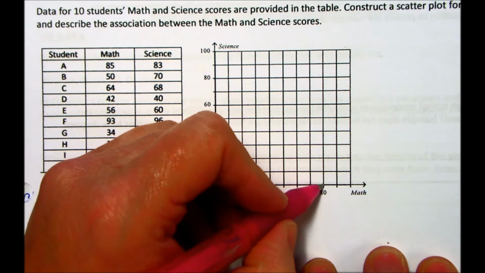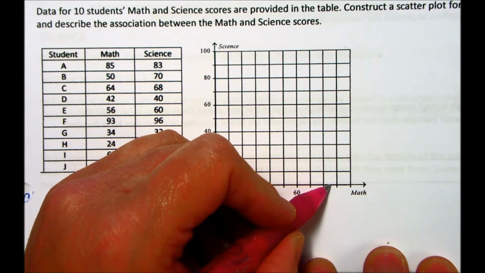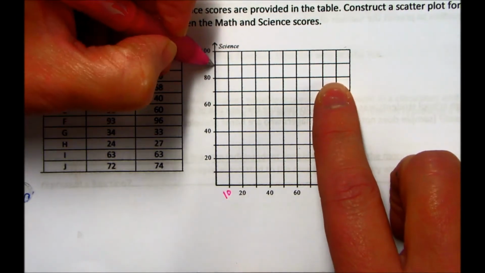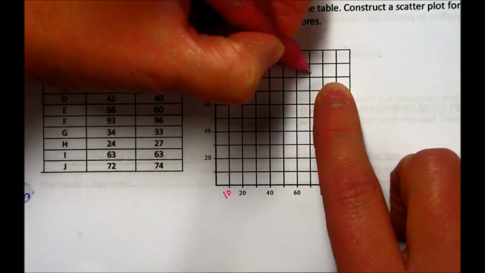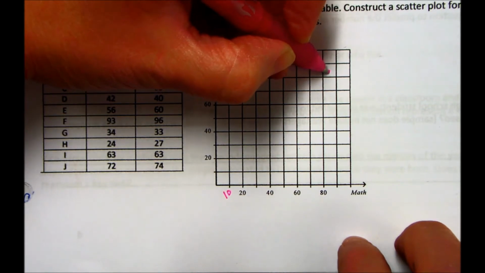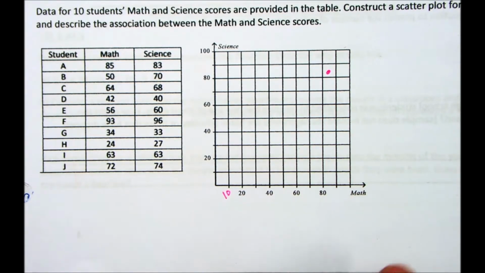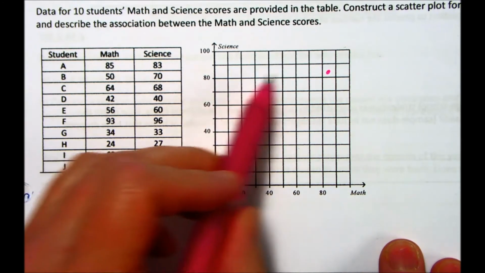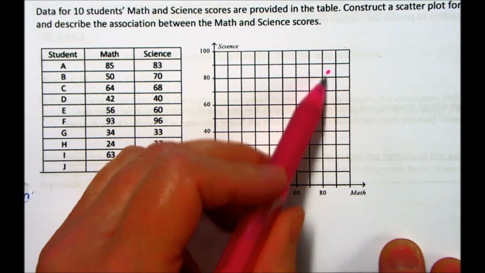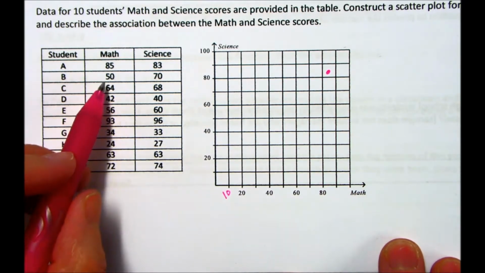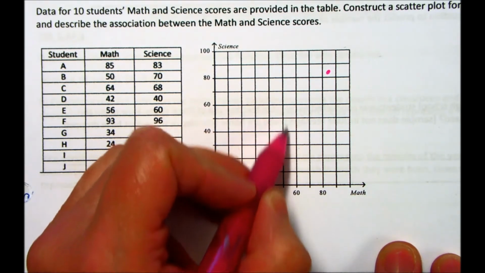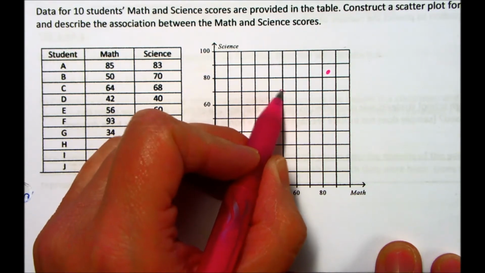So then 85 would be halfway between 80 and 90. And then I would go up to 83, which again, this is 80, this is 90, so 83 would be about right there. So about 85, 83 would be about right there. That's about the best I can make it. It's a little bit above the 80 on the science side. The next one is 50, 70. So this is the 50 line, and then go up to 70, which is going to put us right here.